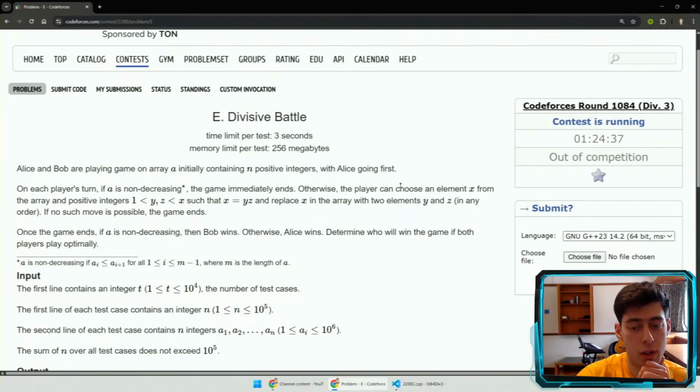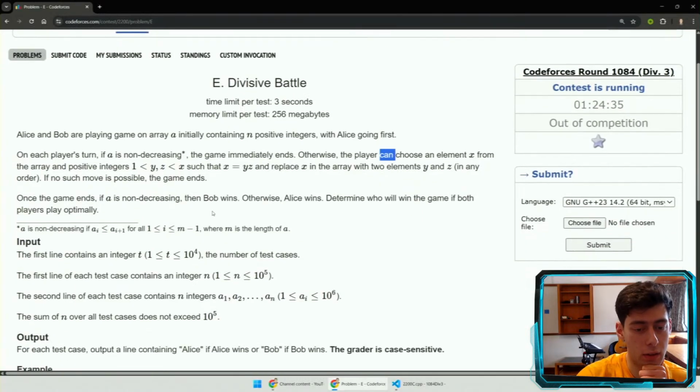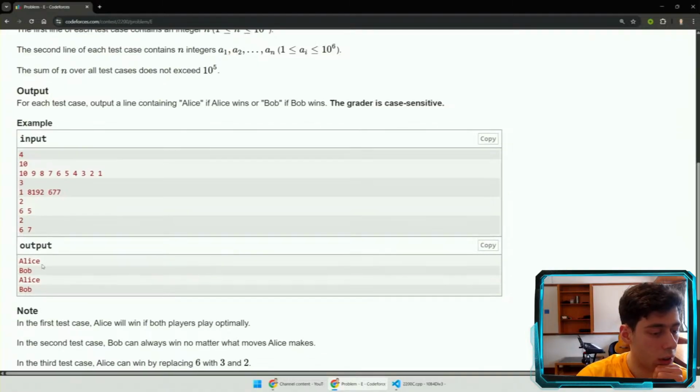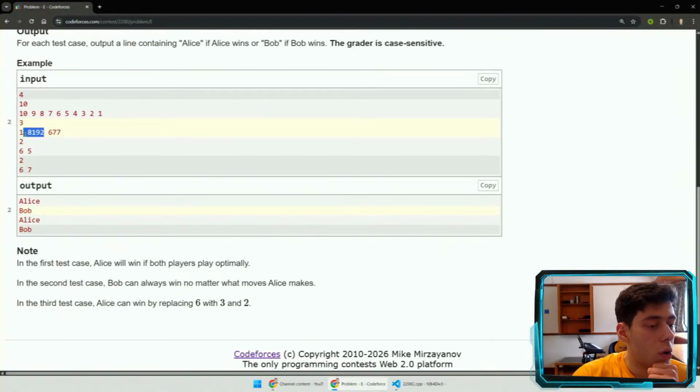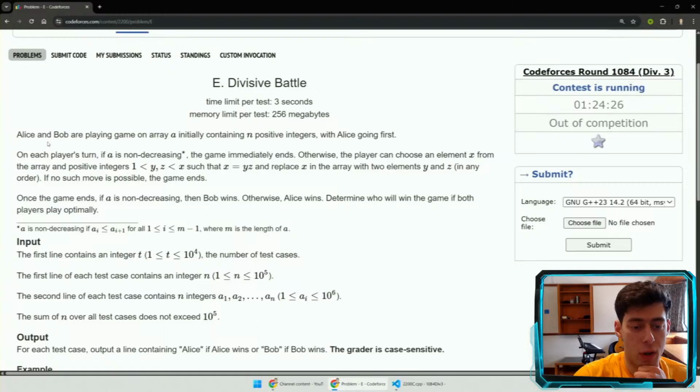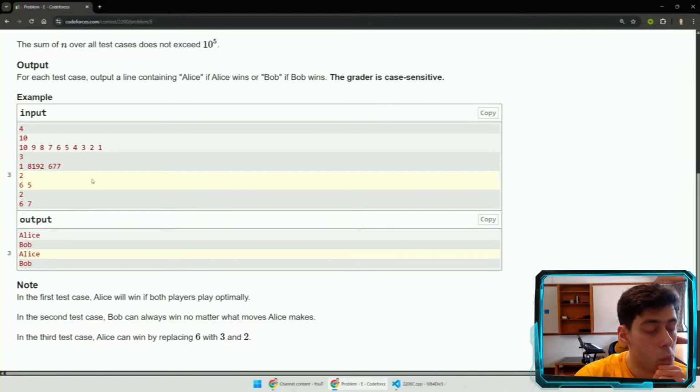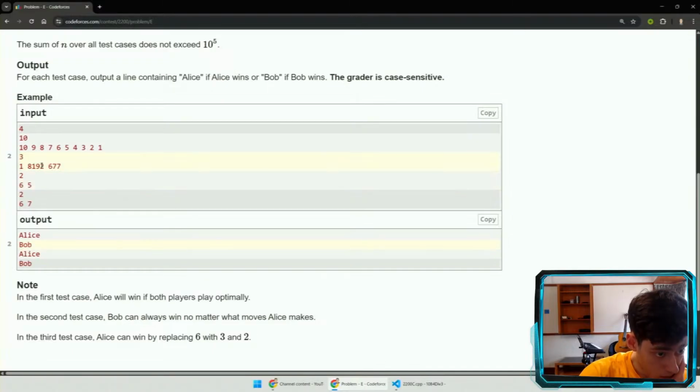This is kind of ambiguous, actually. It should say must here, or can. I think can here is ambiguous. So you can choose a number and factor it. So Bob wins this because this number doesn't have any factors that are bigger than this. So you put them in any order.